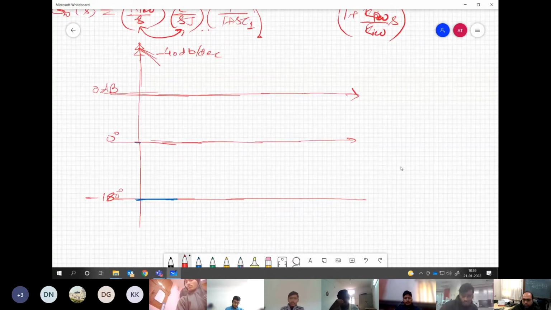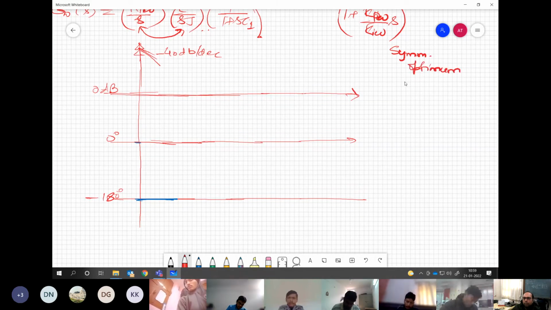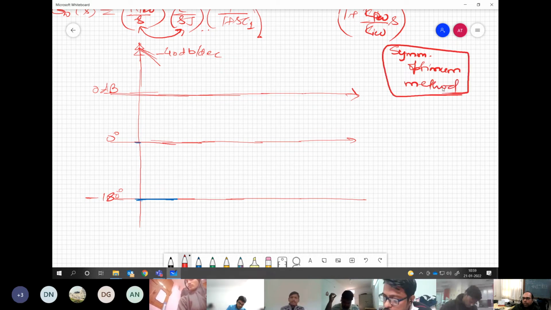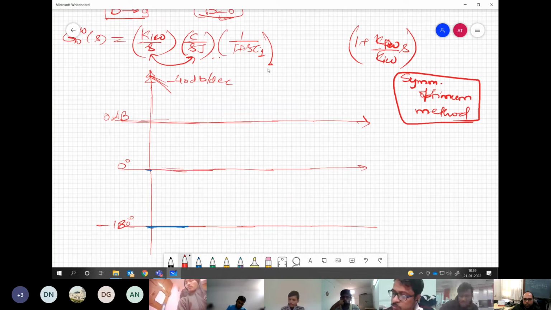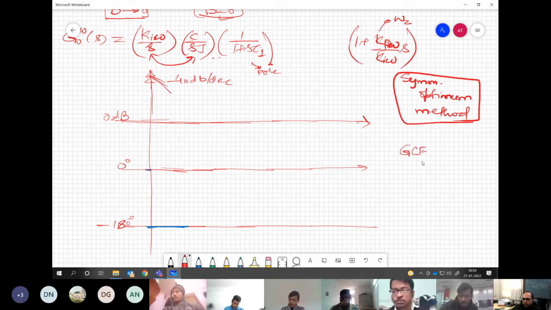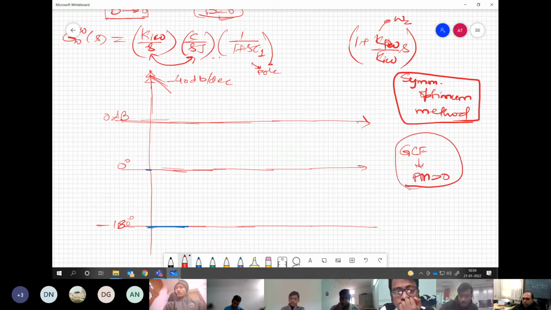Okay, let me write here itself. Symmetric optimum method says that you do not cancel the pole and 0, but you place this pole and 0 such that the phase improves a little bit and then goes to wherever it has to go. So basically at the gain crossover frequency, the phase margin should be positive. As of now, it is 0. So our only aim is to locate this 0 and pole such that at the gain crossover frequency, the phase margin becomes positive.